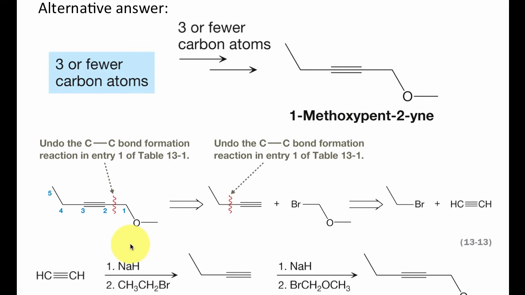So another synthetic sequence that would work for this is to start with ethyne, treat it with sodium hydride, followed by ethyl bromide to make a 4-carbon alkyne, treating it again with sodium hydride, and then with this bromo ether to make the final product. In this synthesis, we don't have to do a Williamson ether synthesis. We make 2 carbon-carbon bonds instead.